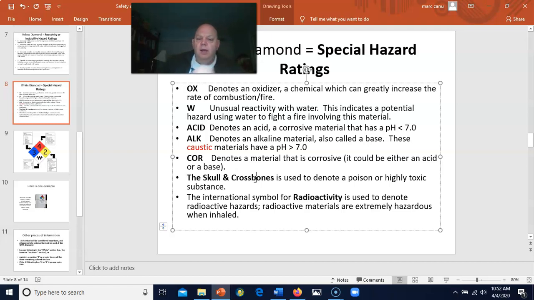Now, the next one is the international symbol for radioactivity. That tells us of radioactive materials that are extremely hazardous when inhaled. Yeah, that would be kind of an important thing. Breathing radioactive particles into you, depending on how radioactive they are, can kill you or it can cause you cancer. There are a lot of different things that can happen. So we want to be careful about that.